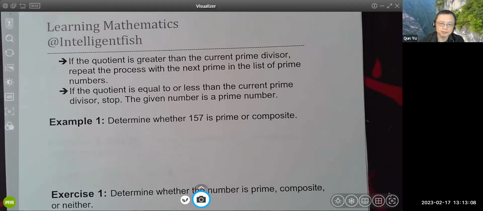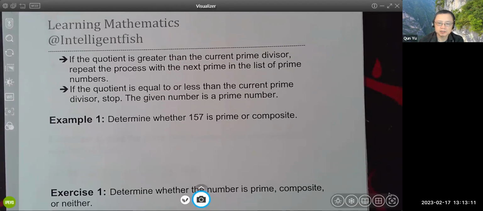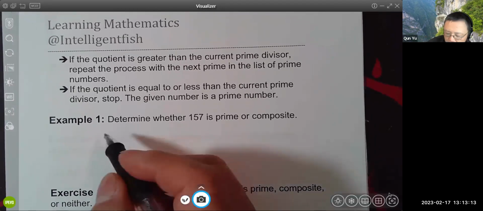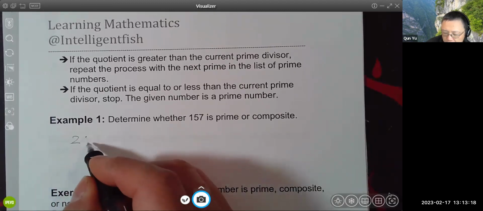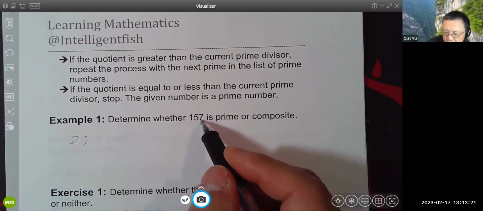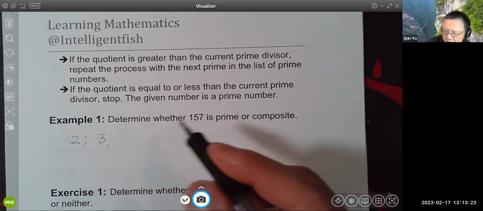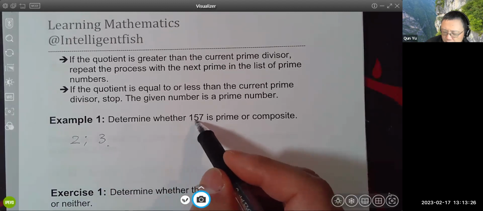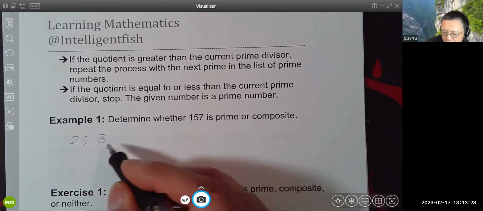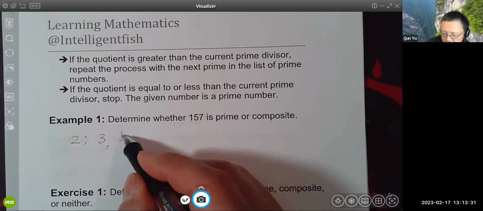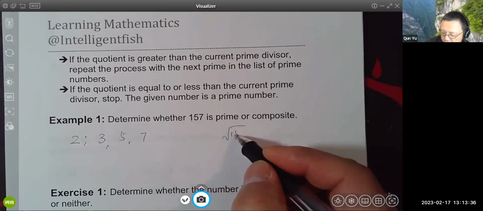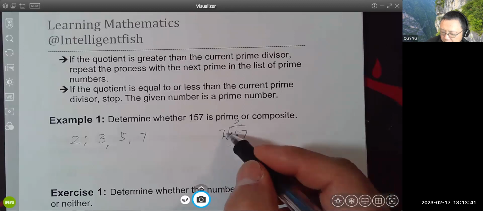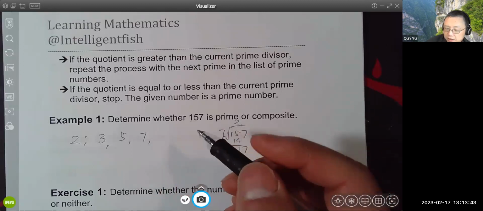Okay, example 1, determine whether 157 is prime or composite. So I just do division, starting from 2. 2 is not, because this is an odd number. And 3: add the digits together, this is 13. 13 cannot be divided by 3, so we skip that. 157 cannot be divided by 5. 7: let's try 7. 157 divided by 7 is 22 with a remainder. So 7 does not divide evenly, so 7 is not a divisor.